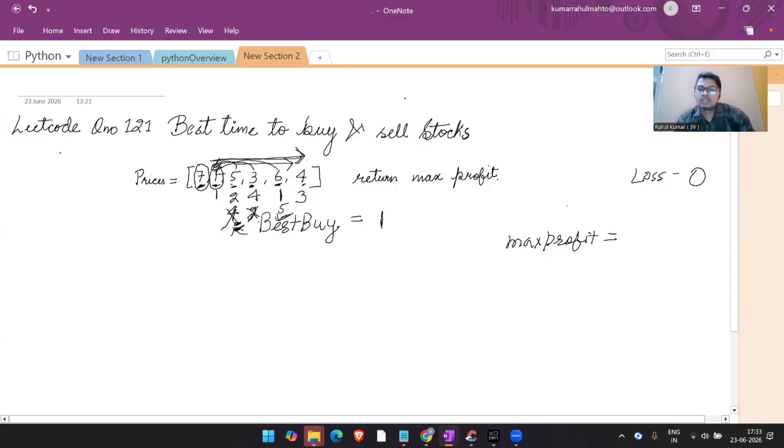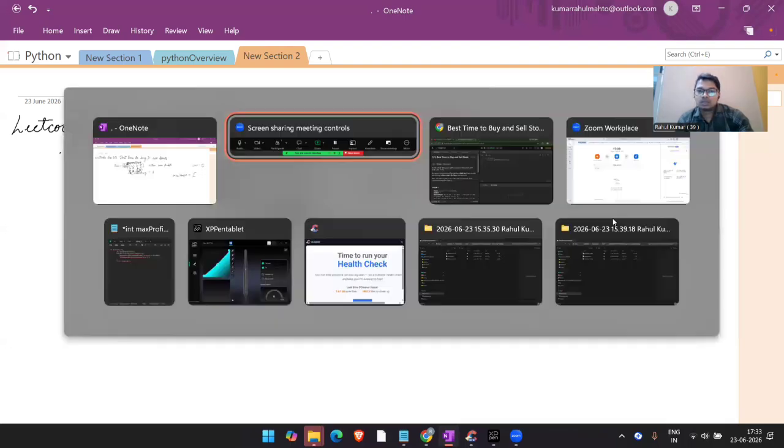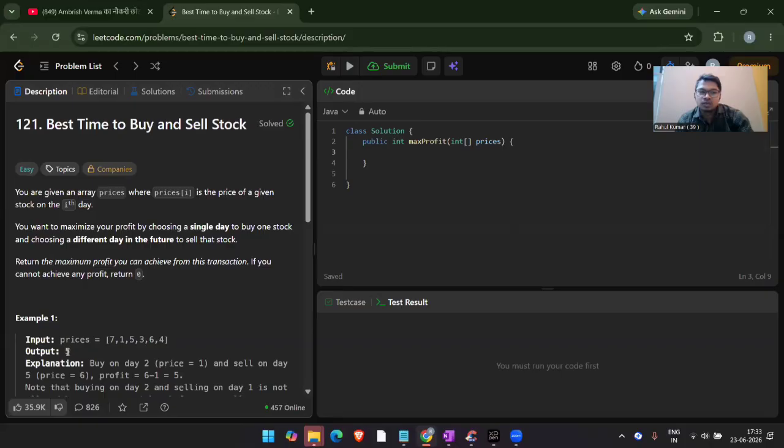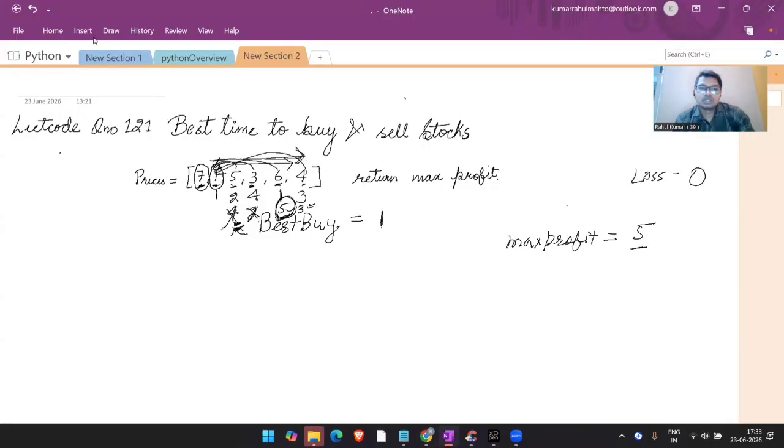So I will check this one as well. 4 minus 1, that is 3. So I'm getting a profit of 3, which is not greater than my previous maximum profit. So I will consider 5 as the maximum profit. In this problem, my output will be 5. Here also you can see my output is 5. So how can we approach this question? Let's see.